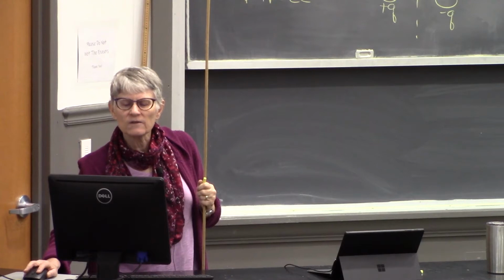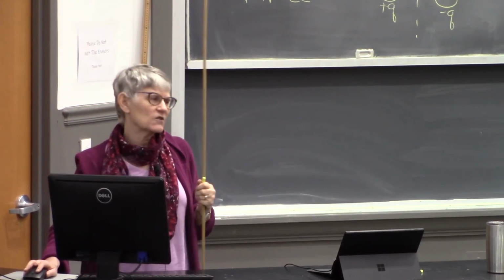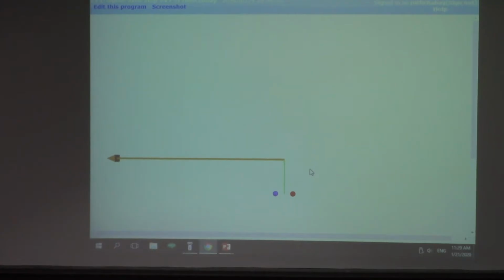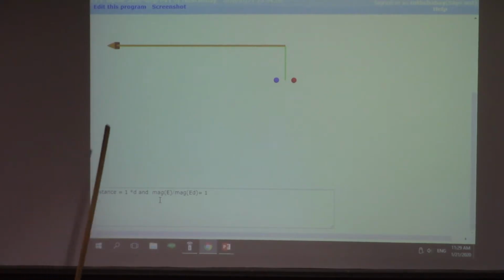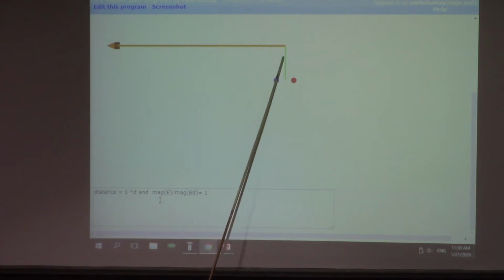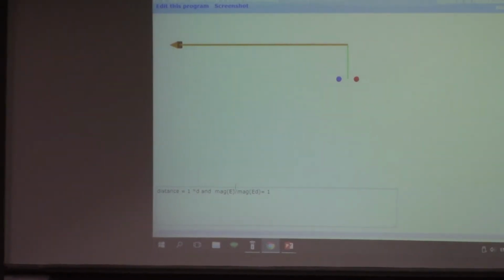Here's our first location. That's the field of the positive charge, that's the field of the negative charge. I'm using a big scale here because, as you see, it falls off fast. We're calling this distance d. Down here, what we're printing out is the distance and the magnitude of the field divided by the magnitude of this field. So when the distance is 1 times d, the ratio of the magnitude of the field to the magnitude of the field at a distance of 1 times d is just 1. So we're okay, but we'll be able to see something else interesting.